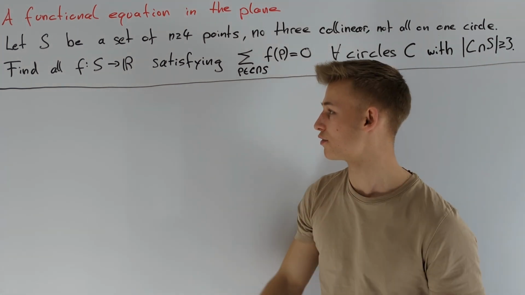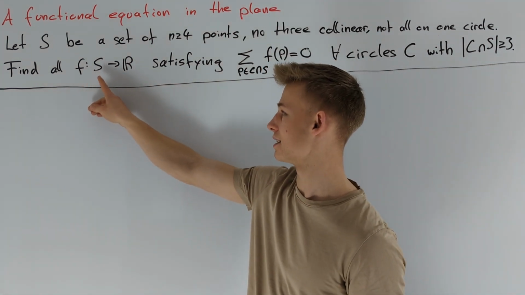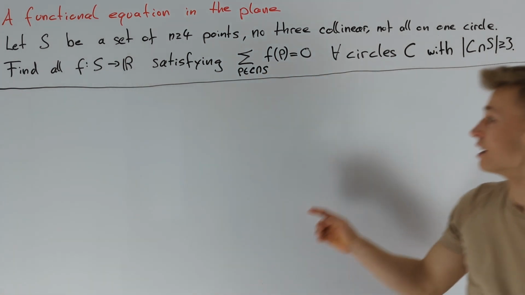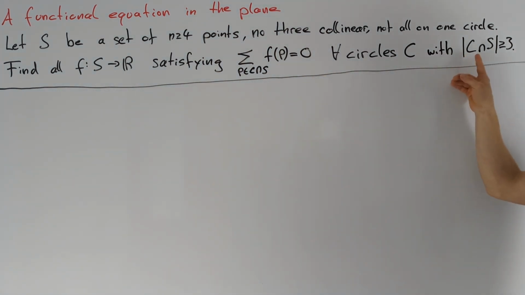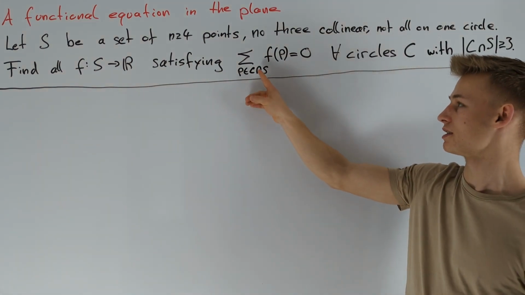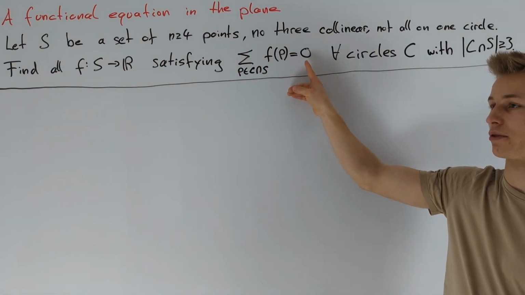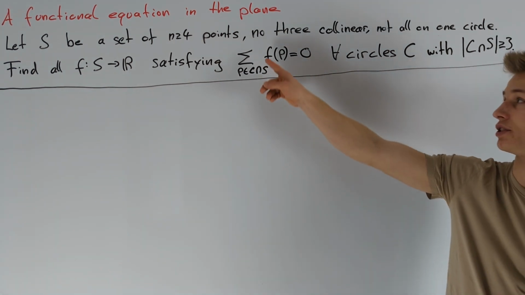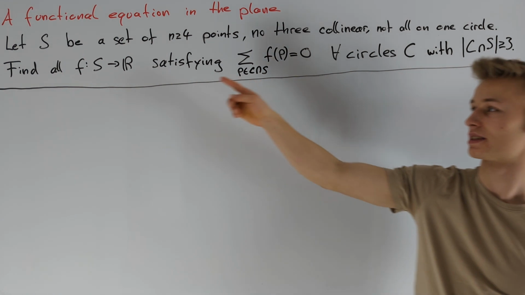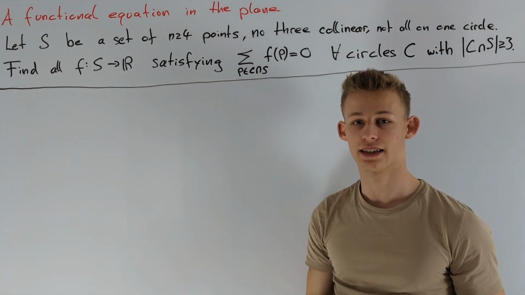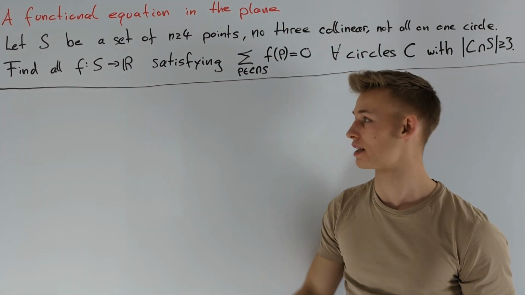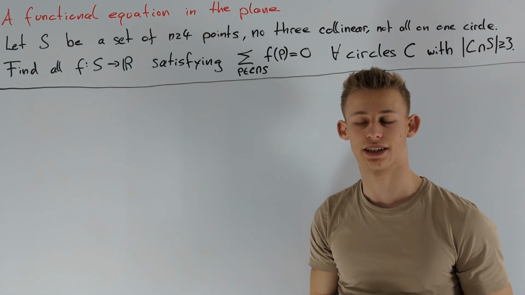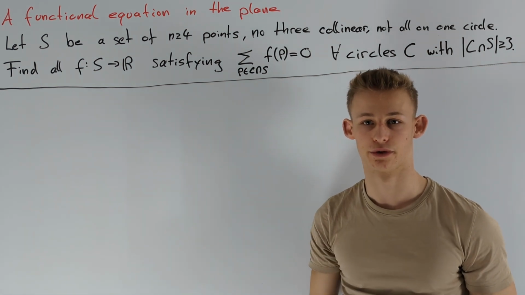Now we are asked to find all functions from the set S into the real numbers such that if we take a circle that contains at least 3 points in S, the sum over all these points of f of p should be equal to 0. When starting with this problem, I want to note at first that the condition that no 3 points from the set S are collinear implies that whenever we choose 3 points out of the set S, there exists exactly one circle going through these points.